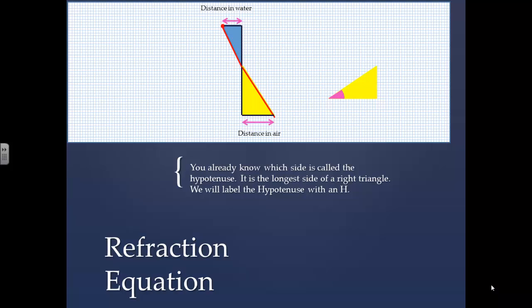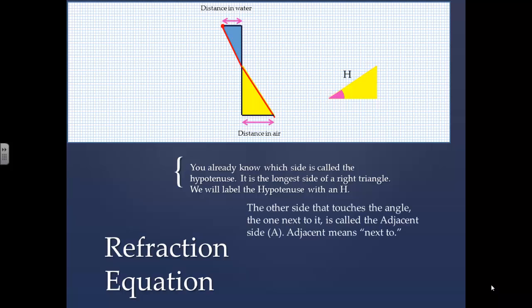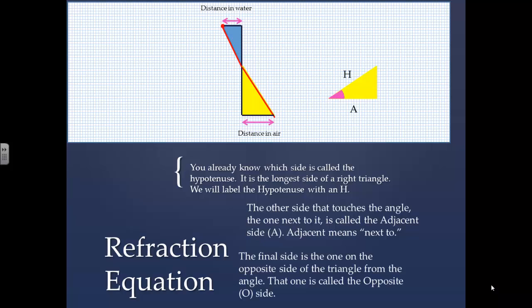You already know which side is called the hypotenuse. It's the longest side of a right triangle. We will label the hypotenuse with an H. The other side that touches the angle, the one next to it, is called the adjacent side. Adjacent means next to. The final side is the one on the opposite side of the triangle from the angle. That one is called the opposite side, O.